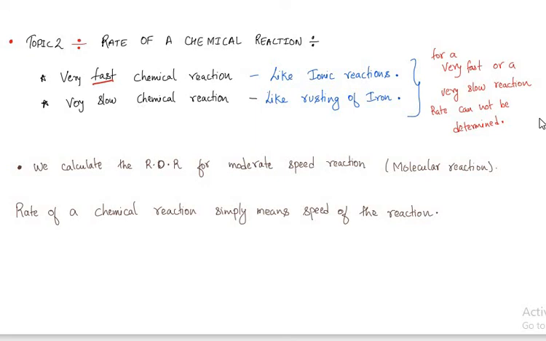We cannot calculate the rate for a reaction that is very fast or a reaction that is very slow. So we can calculate the rate of reaction for moderate speed reactions, means reactions that are not too fast or not too slow. These are molecular reactions. So we cannot find the rate for a very fast or a very slow chemical reaction. And the rate of reaction simply means the speed of a chemical reaction.